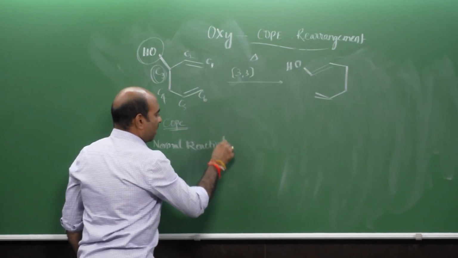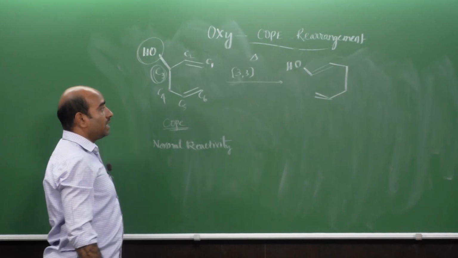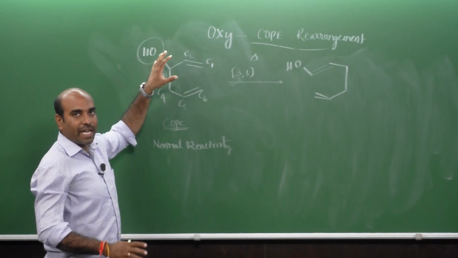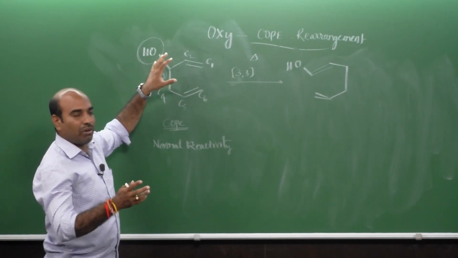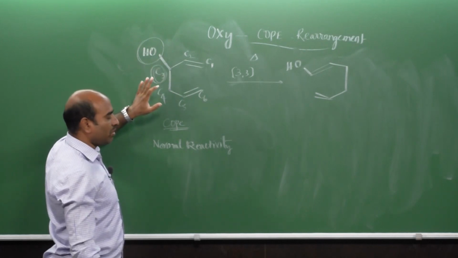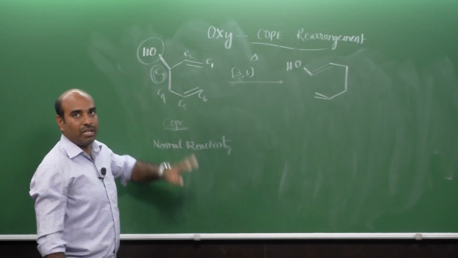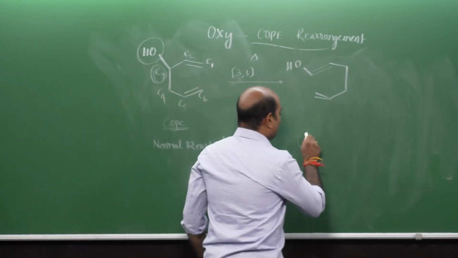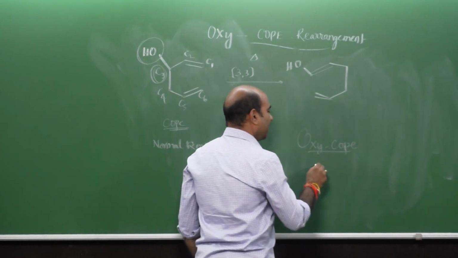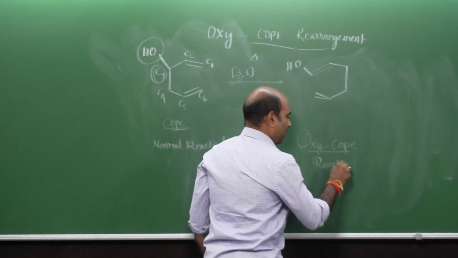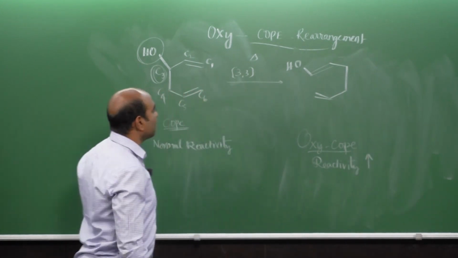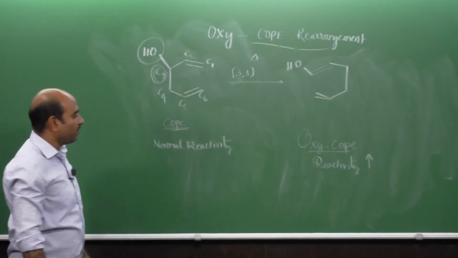So, in the beginning itself we have also discussed how the nature of the substituents on the C3 or C4 can rule the reactivity of the Cope rearrangement. Without any substituent on the C3 or C4, the Cope rearrangement is a normal one. In the case of Oxy-Cope rearrangement, the reactivity increases because of the presence of this oxygen functionality.